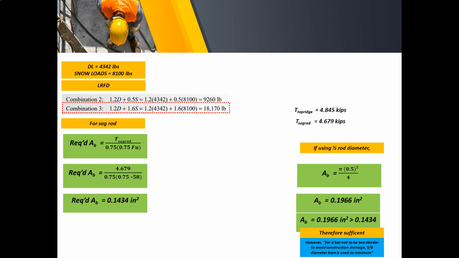However, for a bar not to be slender, to avoid construction damage, 5/8 diameter bar is used as minimum. Therefore, instead of using 1/2, because of that provision, we're going to use 5/8 diameter. So computing now the cross-sectional area of that diameter, we have 0.3068, very much greater than the required bar area.